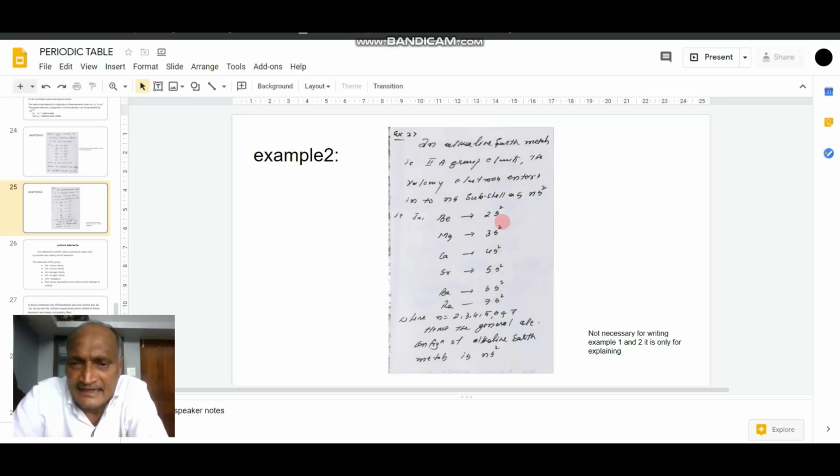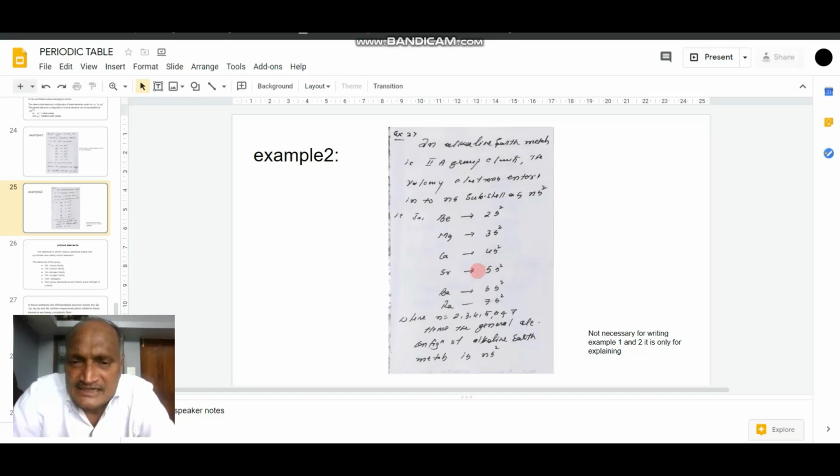Likewise, magnesium, having atomic number 12, its configuration is 1s2, 2s2, 2p6 and 3s2. In the valence shell, the remaining 2 electrons are entering the 3s subshell as 3s2. Hence, magnesium is again an s block element.